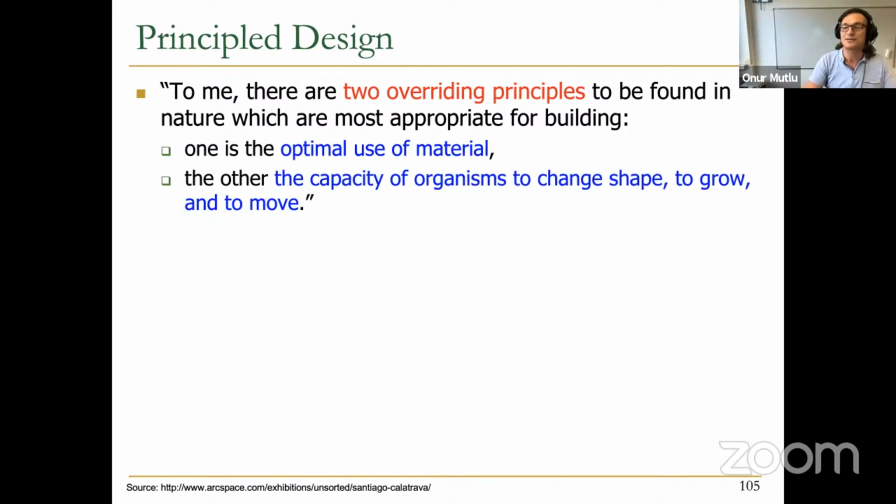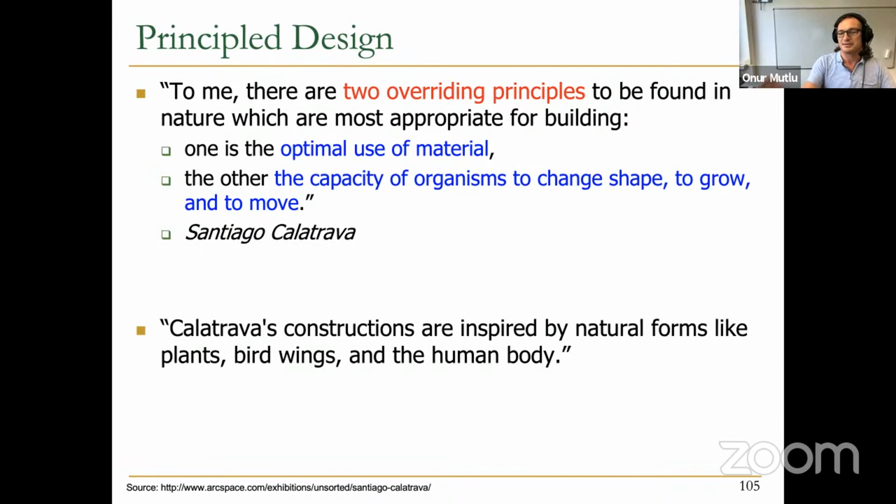The other, the capacity of organisms to change shape, to grow, and to move. And other people also confirm this. Basically, Calatrava's constructions are inspired by natural forms like plants, bird wings, and the human body. I don't know about the optimal use of material. I think that's his perspective on how nature works, I guess. I'm not sure if it's proven, but again, this is a principle, right? You can develop a principle based on axioms. They don't necessarily need to be proven in this particular case.